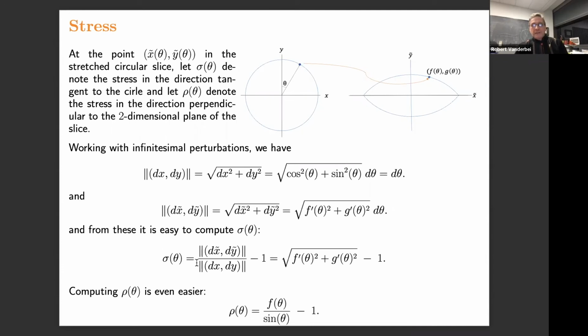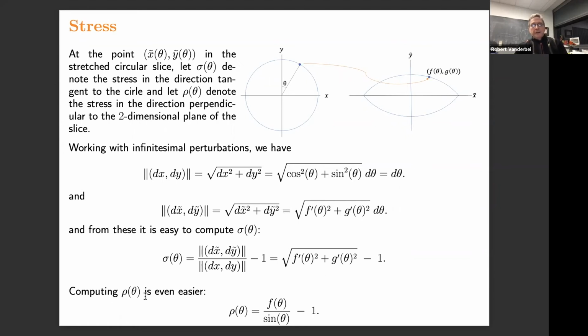So sigma of theta is this distance, this width, d theta tilde if you like, divided by d theta, minus 1. So I take this and divide by this, and all that happens is the d thetas cancel, and then I subtract 1. So there's how much we've stretched things in the direction along the tangent to the surface, the tangent of the slice.